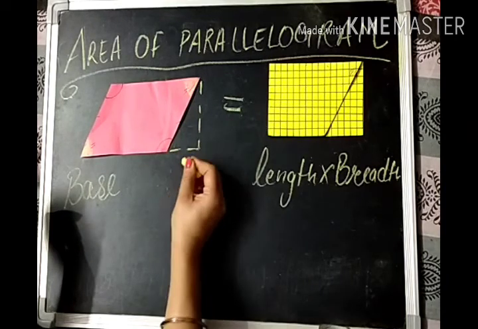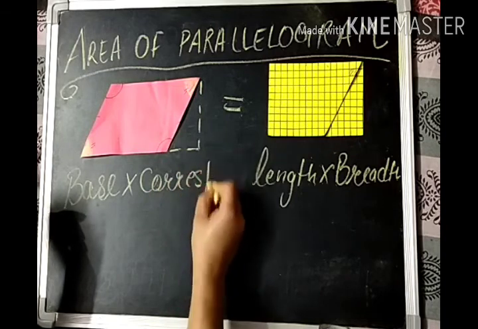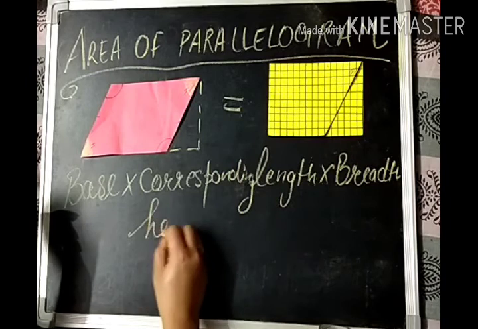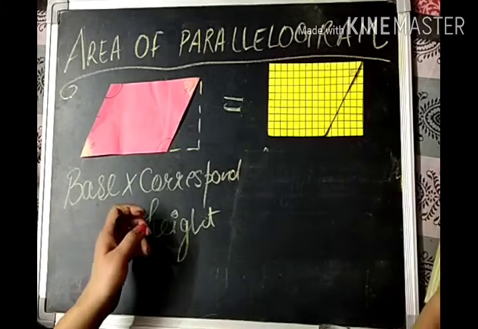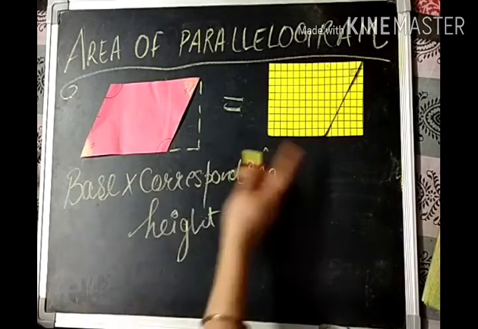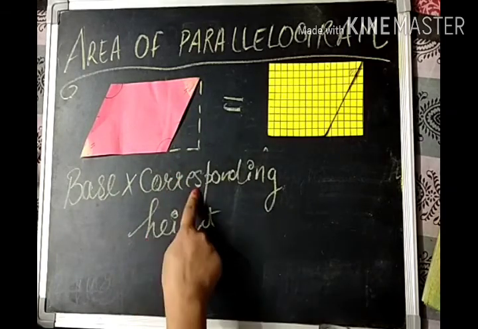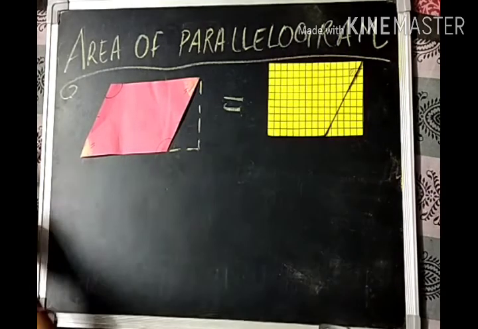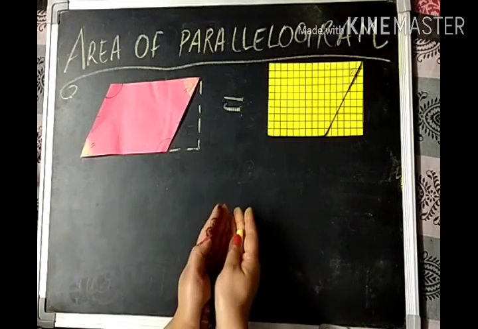Okay, corresponding height. This is the rule. I'm erasing it from here, as you know the area. So the length turned into base to differentiate, and the breadth we'll name as corresponding height. Now what is corresponding height? We have learned that the area of a parallelogram is base multiplied by the corresponding height.